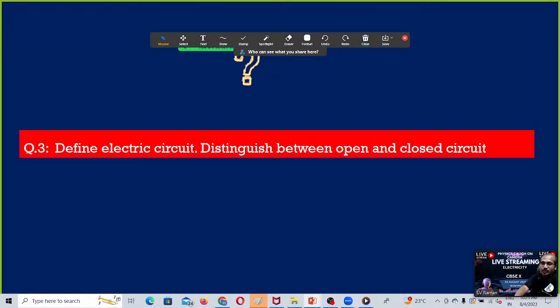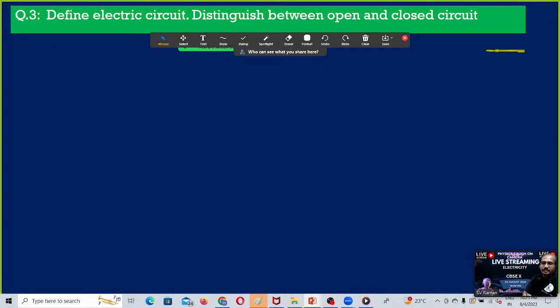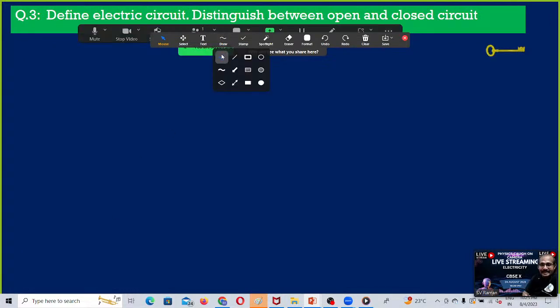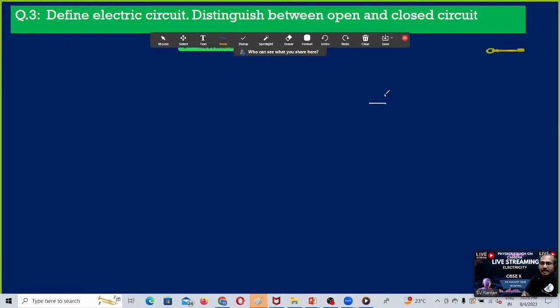Define electric circuit. Distinguish between open and closed circuit. So what is an electric circuit? How to define an electric circuit? The combination of source, indicator and connectors. This is called an electric circuit, as simple as that.